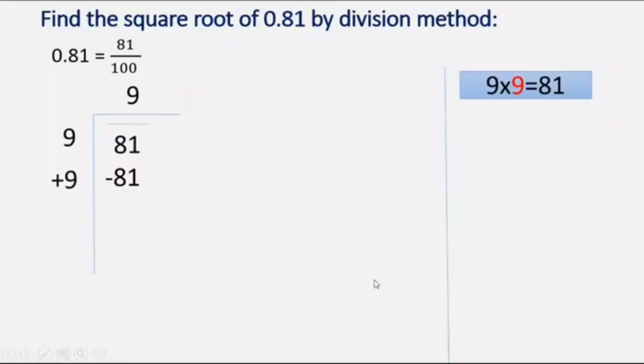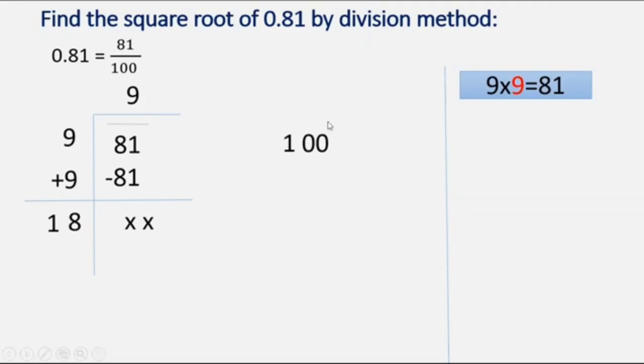So here, students, we are going to add on the left hand side 9 plus 9. 9 plus 9 is 18, and we get the answer of the numerator. Now what about the denominator?